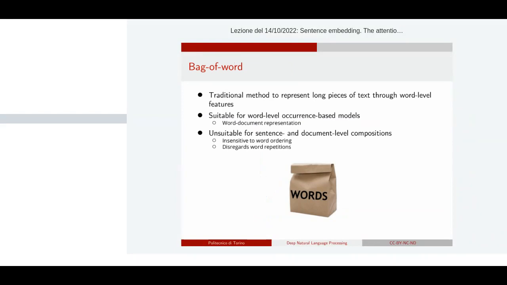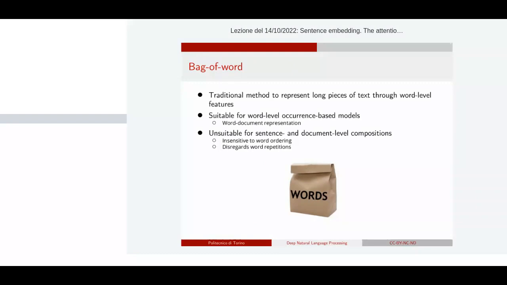The most trivial approach to combine textual units is the so-called bag-of-words representation. A bag-of-words is essentially an unordered set of textual units. It is a set of words where the order of appearance doesn't matter, and even multiple occurrences of the same word within the same piece of text are disregarded. So if the same word occurs many times, you disregard it.